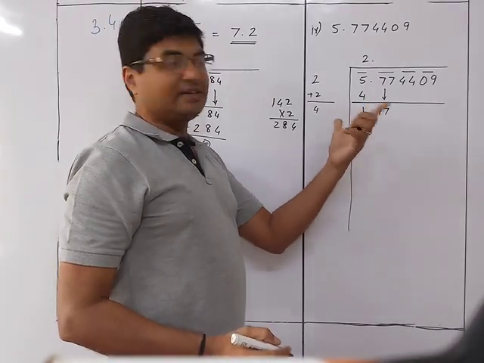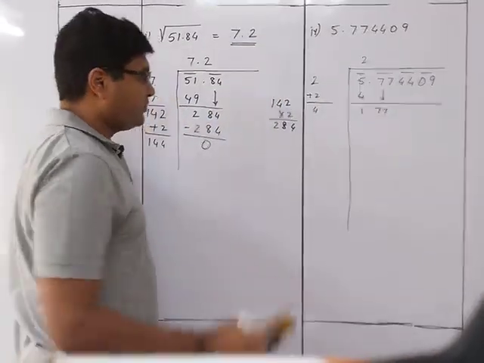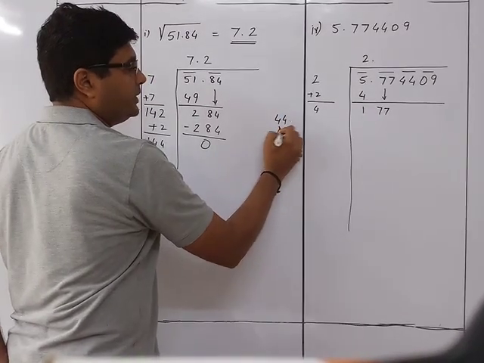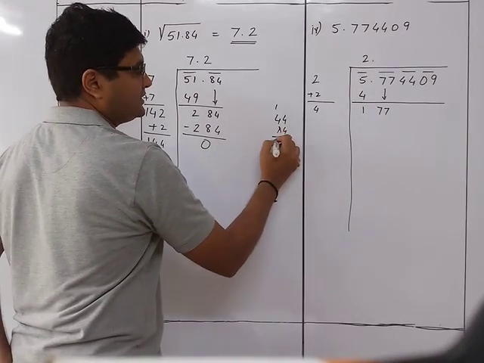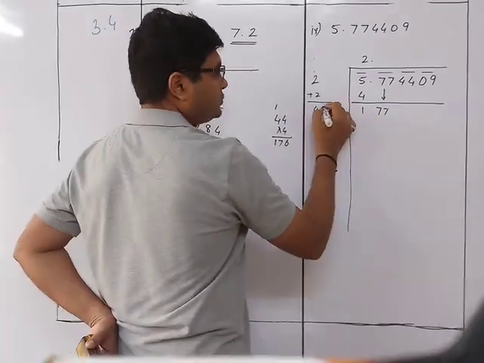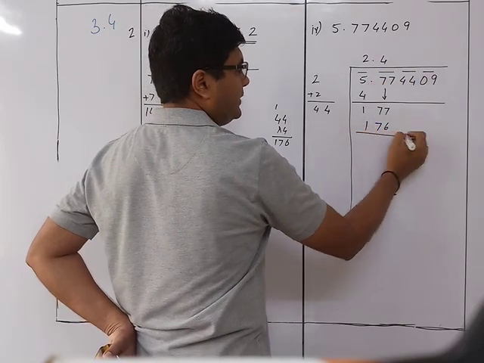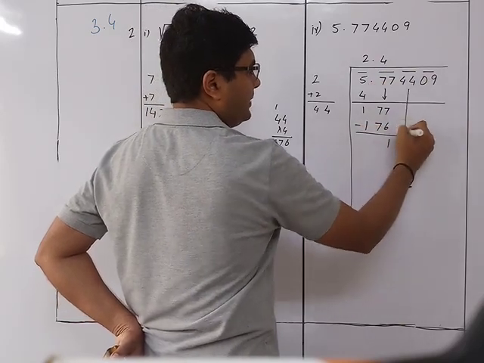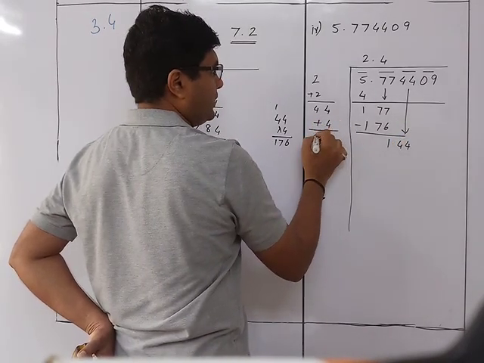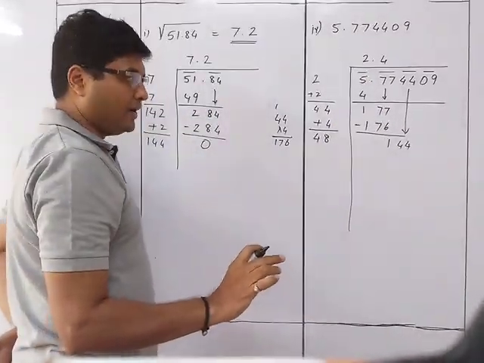So 4 4s are 16. So I can try that thing. So I'll try over here, I'll put the rough work here. It is 44 into 4, 4 4s are 16, 4 4s are 16, 176. What I require is less than 177. So it's perfect. So it is 4. 176 over here minus, that will be 1. Bring it down over here to make it 144. This is plus 4 to make it 48.